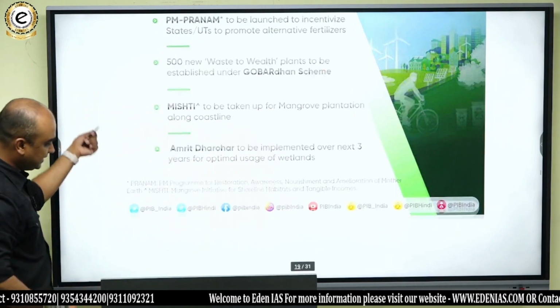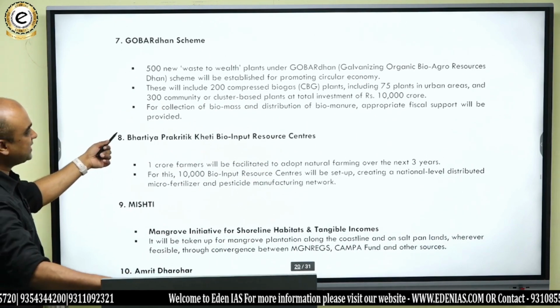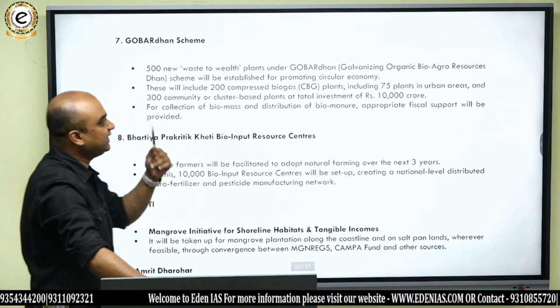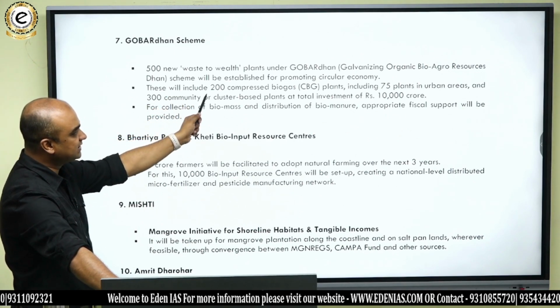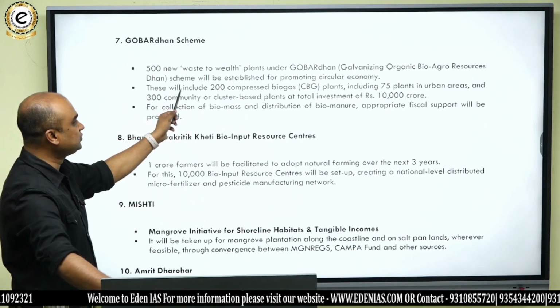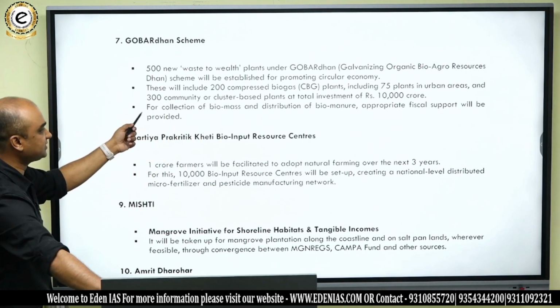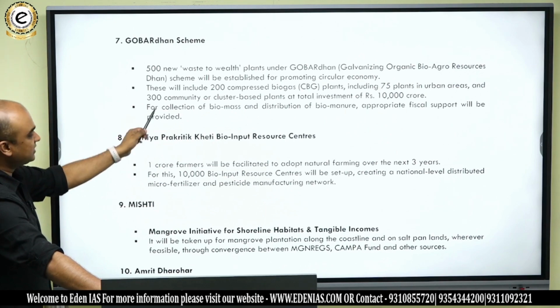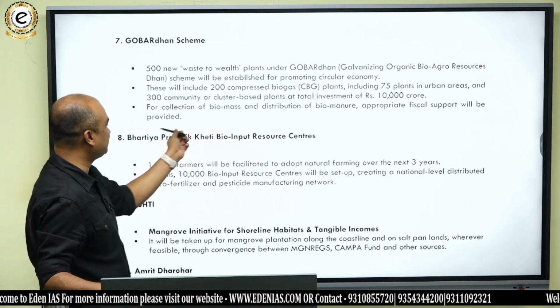तो ये देख भी लेते हैं थोड़ा डिटेल में हम. Look here, Gobardhan scheme, 500 new waste to wealth plants under Gobardhan, galvanizing organic bio agro resources Dhan scheme will be established for promoting circular economy. This will include 200 compressed biogas plants, including 75 plants in urban areas and 300 community or cluster based plants. A total investment of 10,000 crore for collection of biomass and distribution of biomanure. Appropriate fiscal support will be provided.